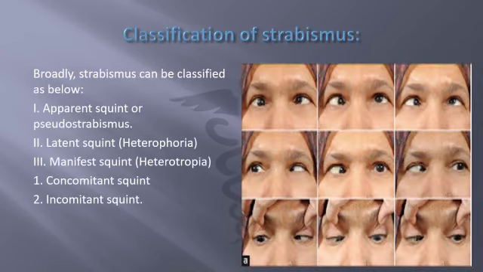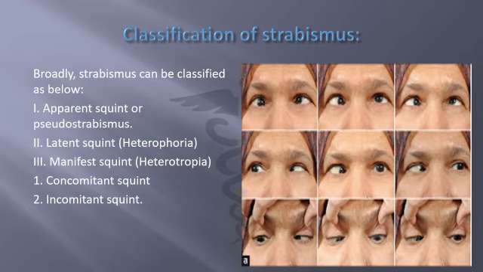So we can broadly classify the strabismus into three different types: the apparent squint or the pseudostrabismus, the latent squint, which is also known as heterophoria, and a manifest squint. So latent, as we all know, is a hidden type of squint, and manifest is an obvious type of squint. A manifest squint is popularly known as heterotropia. So we have further two different types of manifest squint, which include the concomitant squint and incomitant squint.